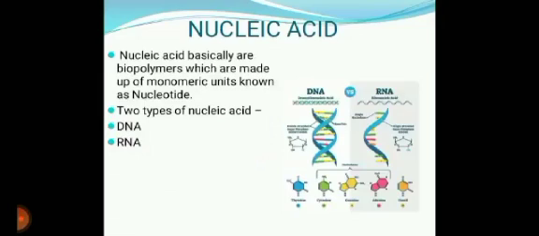Nucleic acids are biopolymers made up of monomeric units known as nucleotides. There are two types of nucleic acid: DNA and RNA. First, DNA. DNA is a double-stranded molecule having cytosine, guanine, adenine, and thymine bases, and RNA is a single-stranded molecule having cytosine, guanine, adenine, and uracil bases. Uracil is a pyrimidine that is structurally similar to thymine.